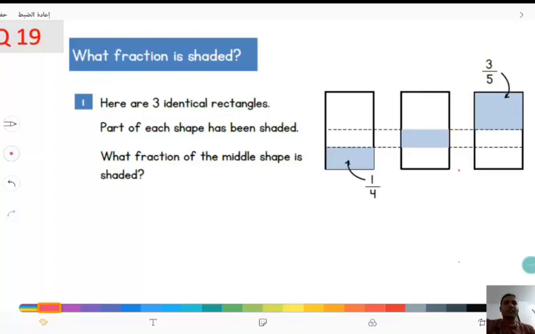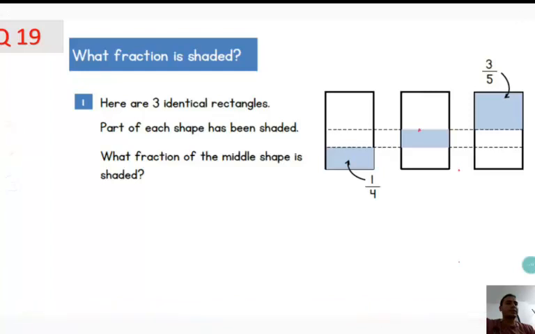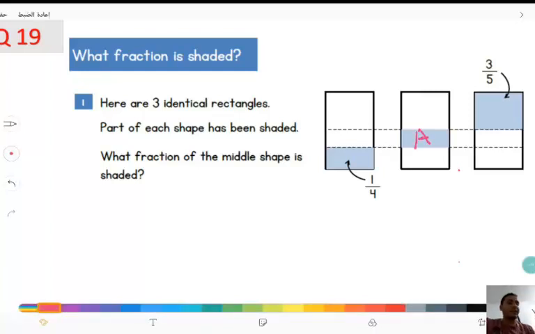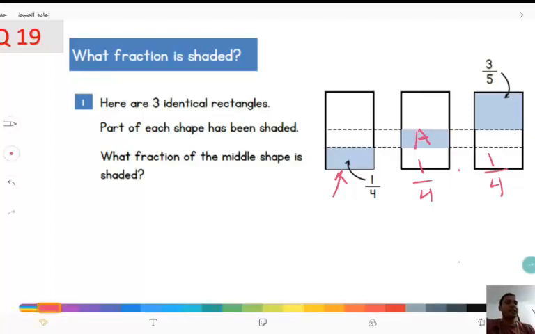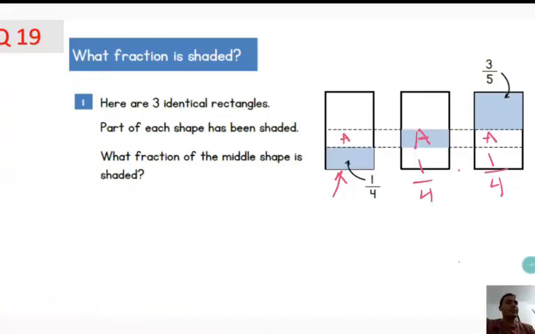What fraction is shaded? Here are 3 identical rectangles. Part of each shape has been shaded. What fraction of the middle shape is shaded? This fraction, or this area, he wants the fraction of it. If this is a quarter, that means this one is a quarter. If this is A, that means this one is A, this one is A.